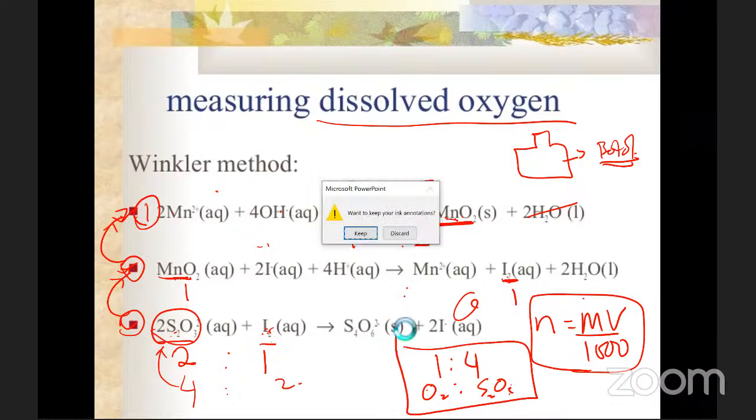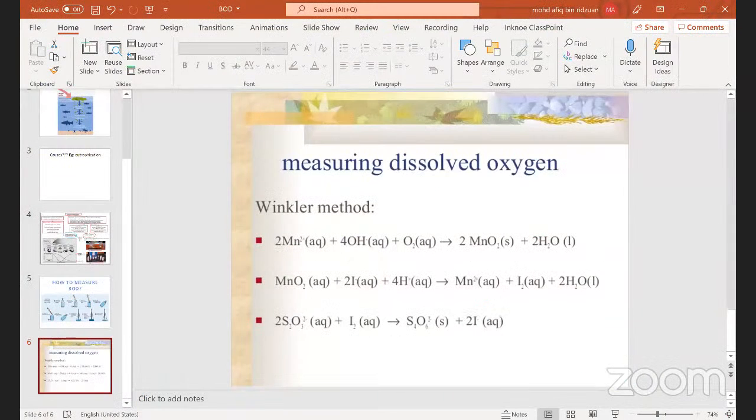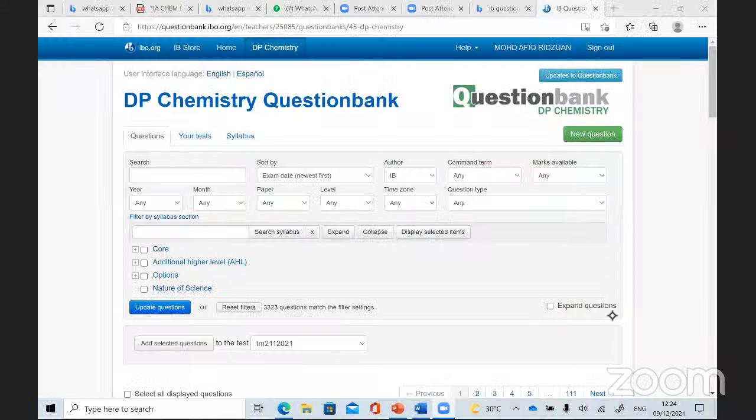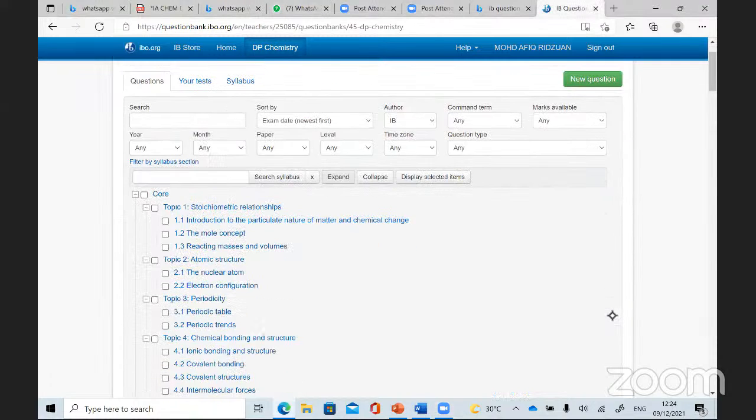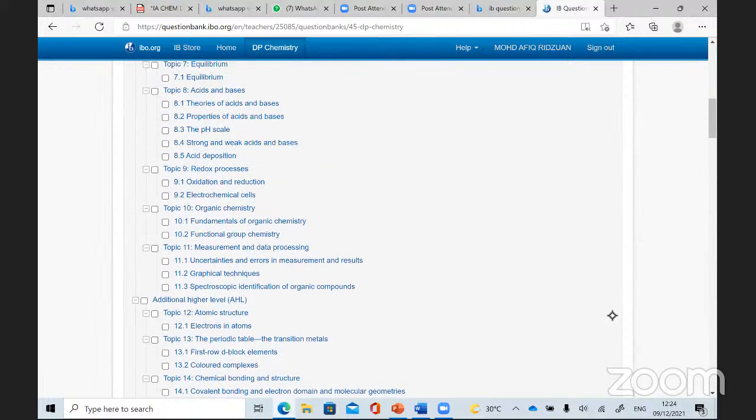Okay, mungkin tak apa nak nampak, tak apa. Let's see the IB question bank. So where is my IB question bank? Nampak ke? Ke saya tak share? Saya tak share lagi. Oh, alright, sorry. Okay, I'm sharing my screen now. Okay, let's find. Incremental is SL.